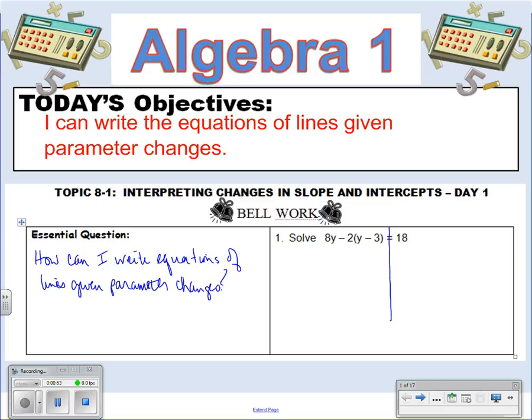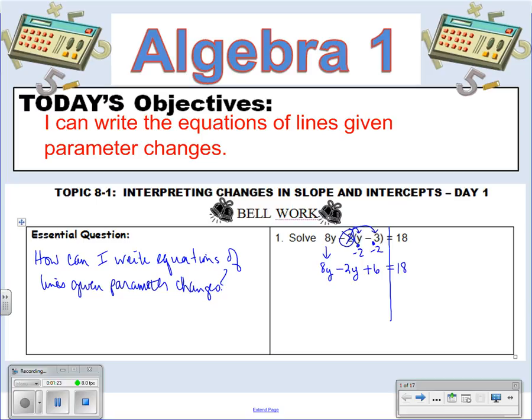Next, we look and see, do we have any parentheses? And yes, we do. So we must distribute. We'll take the number that's out front, that's the -2, and distribute it to the inside. So everything inside is being multiplied by a -2. So we have 8y, which nothing happened to, so it brings down. -2 times y is a -2y, and -2 times a -3 is a +6. That is equal to 18.